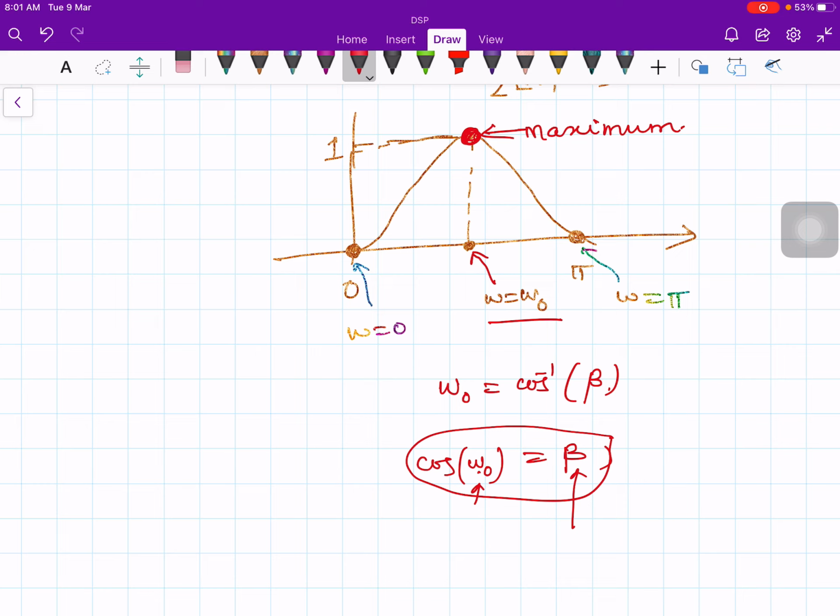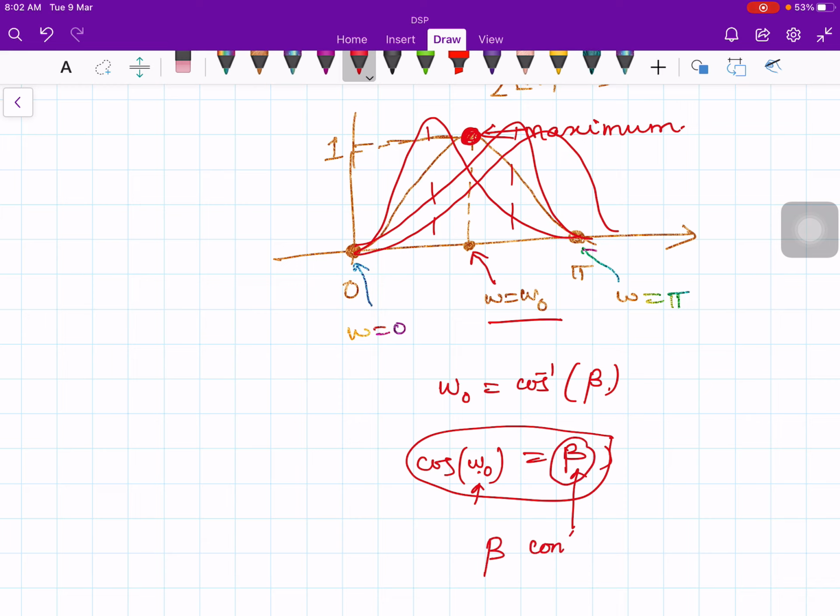Either you can have it like this, or like this, or like this. You can change the center frequency. So the center frequency depends on the value of beta. The parameter beta controls the center frequency. But in the FIR case, you can't control it. Okay, it is a fixed one.